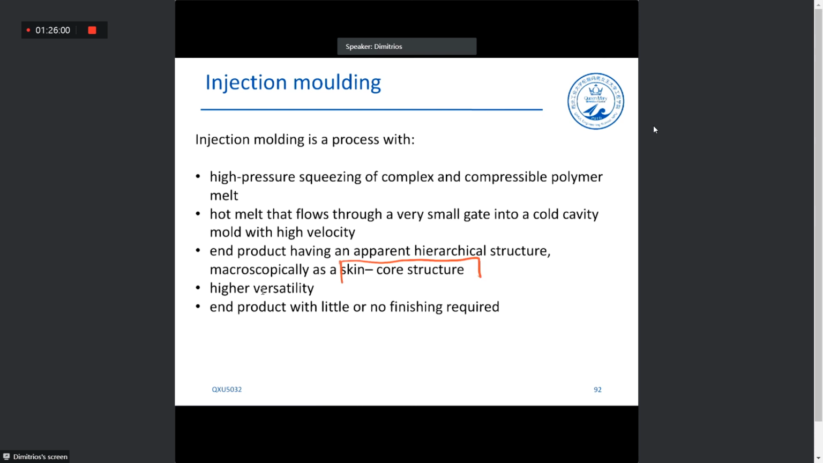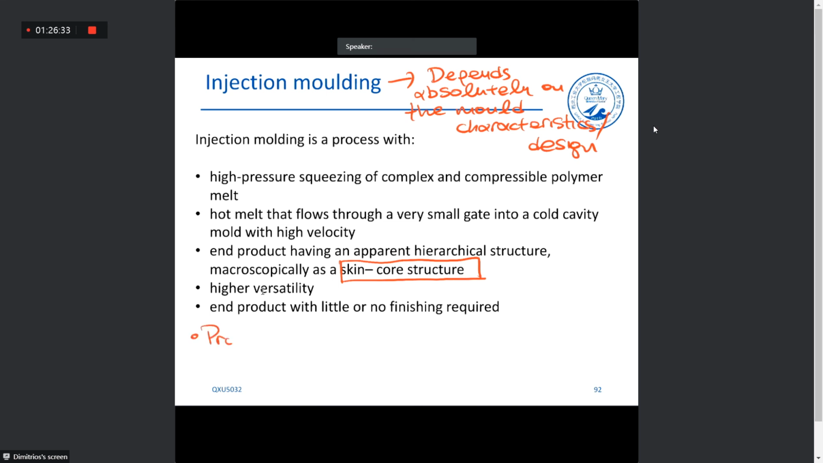The advantage of injection molding is we can produce materials with complex shapes and it can produce materials that are ready to be used, okay? After it comes out from the injection molder, they're ready to be used. No post-processing is required. So, no post-processing.